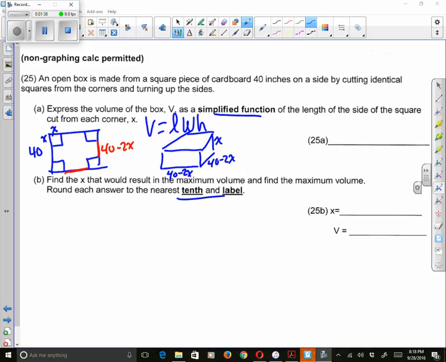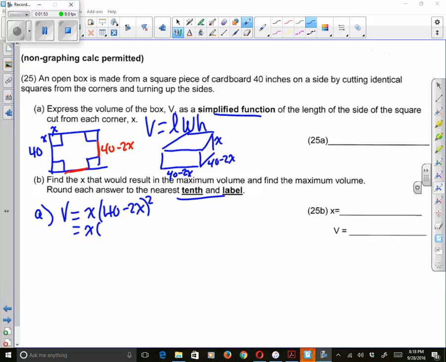Where the height of this thing is x, 40 minus 2x, and 40 minus 2x on the sides. So I'm still working A down here. The volume is equal to x times 40 minus 2x squared. Simplified form is what they wanted, so we got to do some multiplying.